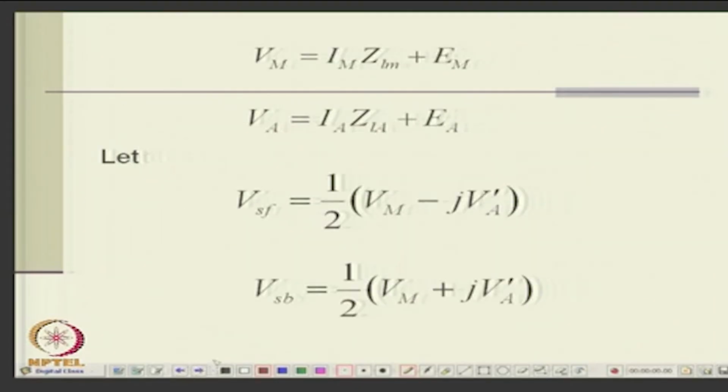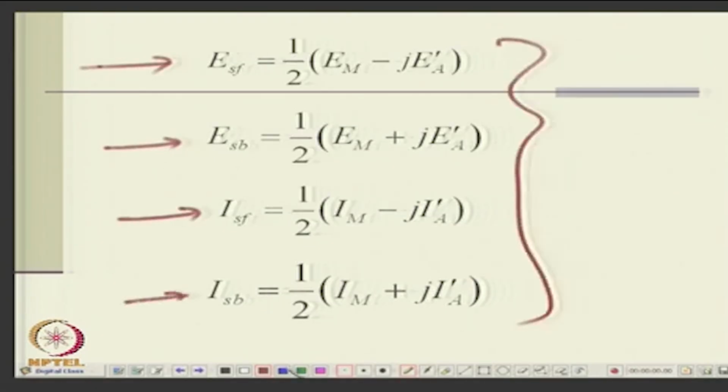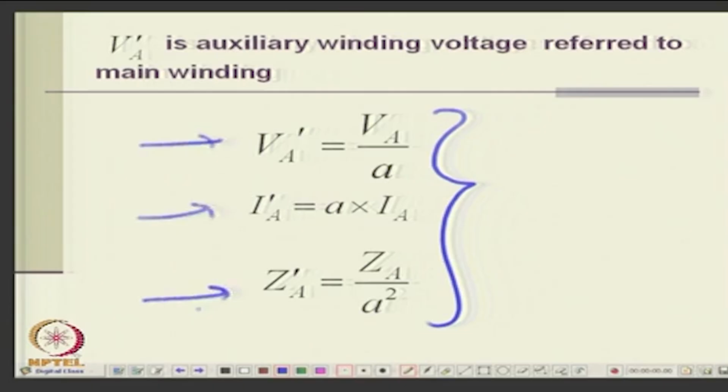Then we define what is known as the forward voltage V_sf by this transformation, V_m minus j V_a dash, and the backward voltage V_m plus j V_a dash. And then similarly you can have E_sf, E_sb, I_sf, I_sb with a similar type of transformation. And then we said that this is the turns transformation: what is V_a dash, I_a dash, Z_a dash. This is referring the auxiliary to the main turns.